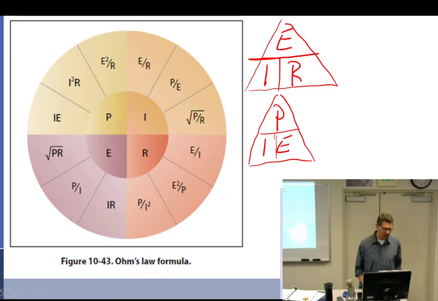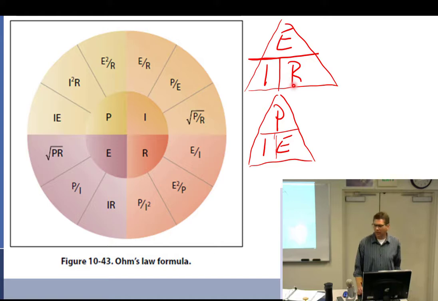So I'm going to go here to my laser. If I want to know E, E is what? Voltage. I'm going to cover up E, and what's left? I times R. If I want to know E, it is I times R. If I want to know I, it is E divided by R. If I want to know R, it is E divided by I. That will get you everything you'll ever need to know.